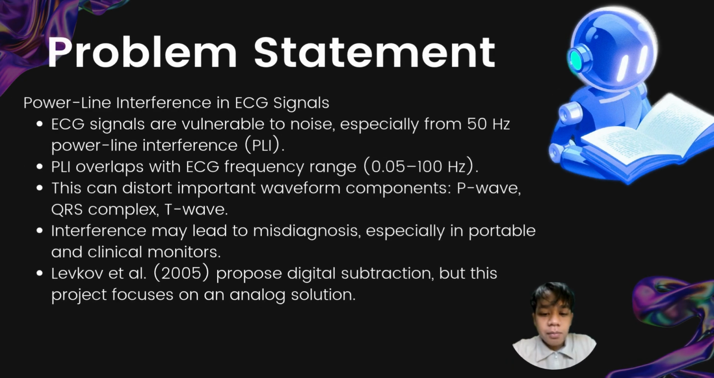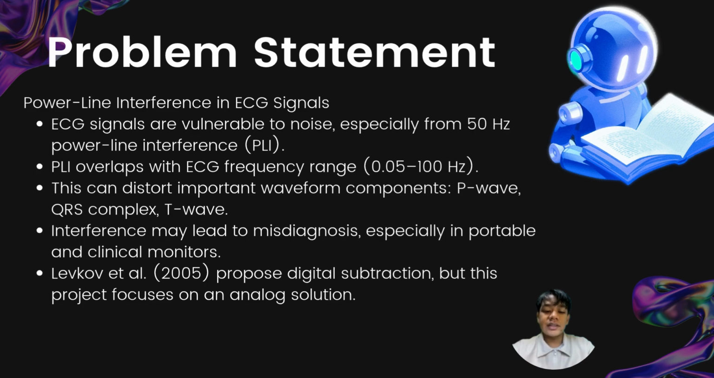Alright, for the problem statement, power line interference in ECG signals, which means ECG signals are vulnerable to noise, especially from 50 Hz power line interference, which is PLI. PLI overlaps with the ECG frequency range from 0.05 until 100 Hz. This can distort important waveform components: the P wave, QRS complex, and T wave.